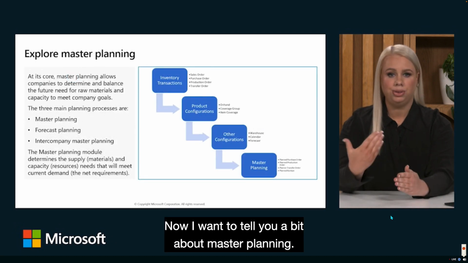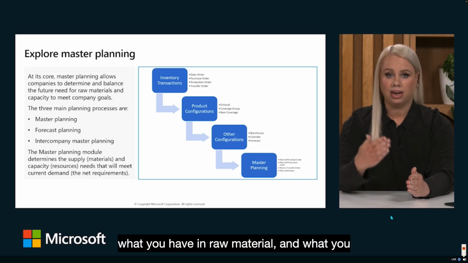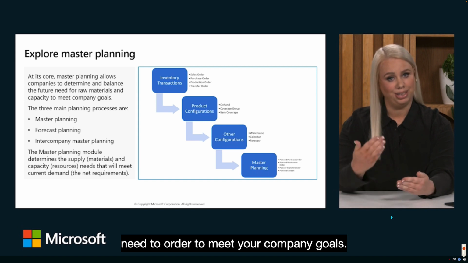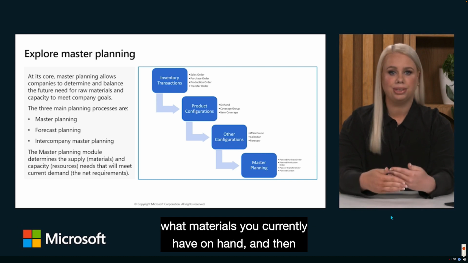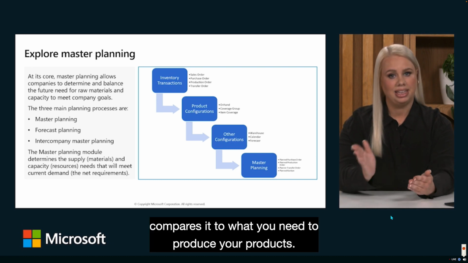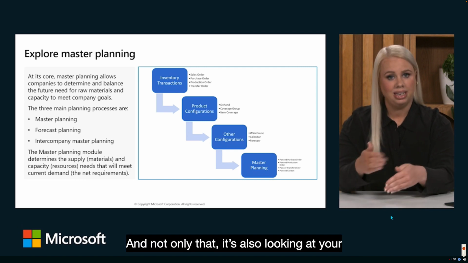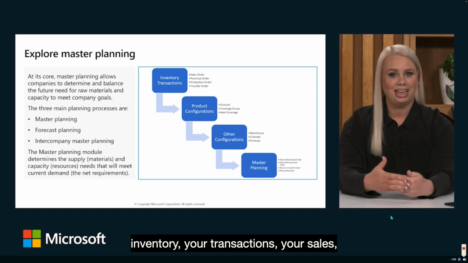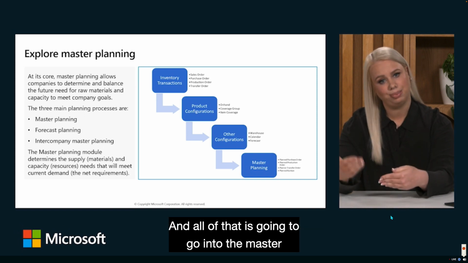Now, I want to tell you a bit about master planning. This is what allows your company to figure out what you have in raw material and what you need to order to meet your company goals. And the way that master planning works is it looks at what materials you currently have on hand and then compares it to what you need to produce your products. And not only that, it's also looking at your inventory, your transactions, your sales, purchasing, production, and all of the transfer orders. And all of that is going to go into the master plan.